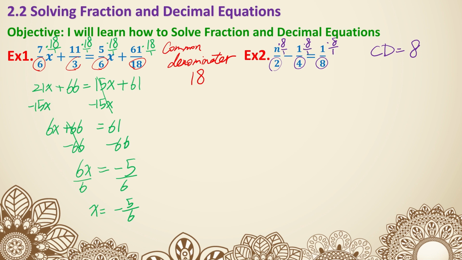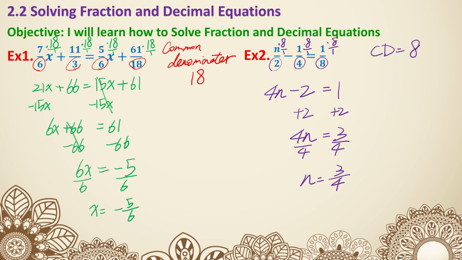So n over 2 times 8 over 1 is 4n. Negative 1 over 4 times 8 over 1 is minus 2. On the right side, 1 over 8 times 8 over 1 is 1. So I can add 2 on both sides, 4n equals 3. Divide both sides by 4, n equals 3 over 4. So same thing, in one step, we have cleared all the fractions, and we are just left with whole numbers. Now we can move on to example 3.